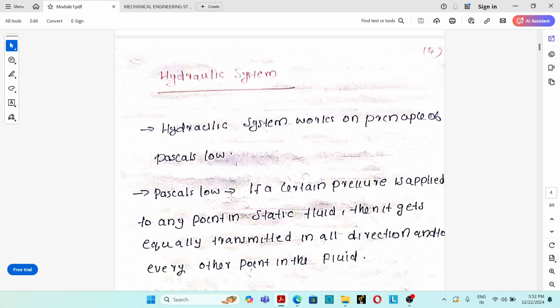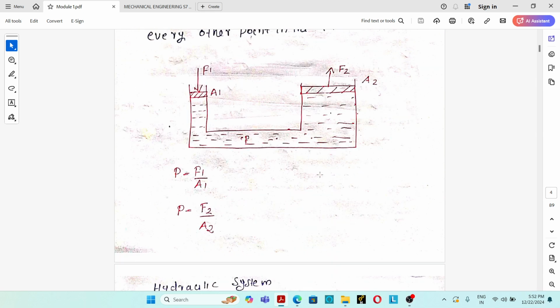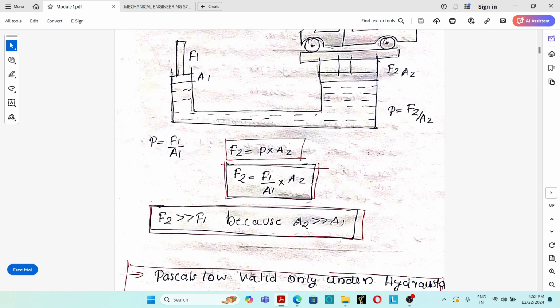For Pascal's law, there's a chance of a 3-mark question. What's the basic principle of a hydraulic system, or explain Pascal's law, etc. So you have to write this point and you have to draw the figures also for getting full marks. Up to this you have to write. Okay.